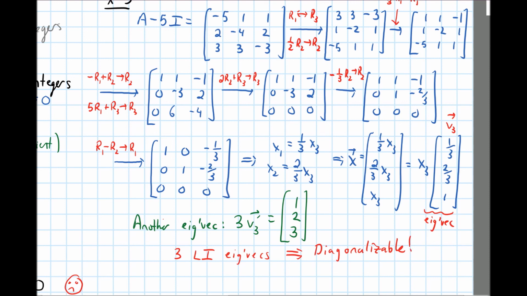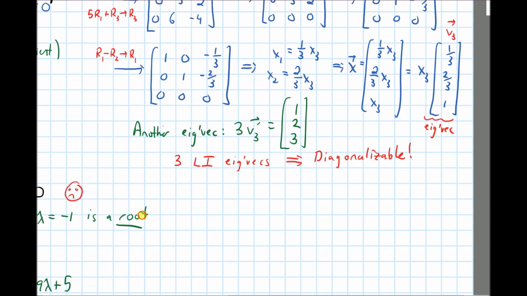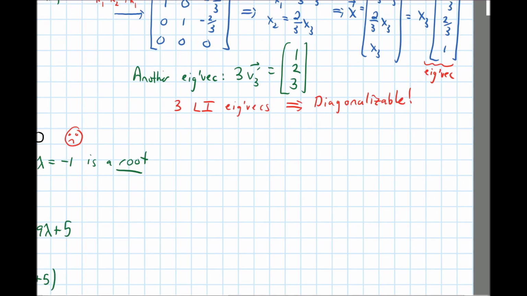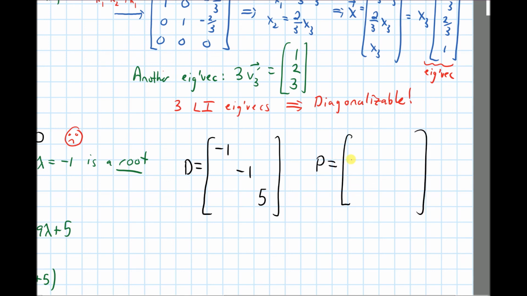Okay, so let's write down what D is and what P is. The matrix D has the eigenvalues as the diagonal entries. Negative 1 occurred twice, and then 5 occurred once in terms of their multiplicity. It doesn't matter which order I write these in, as long as when I write their corresponding eigenvectors in the matrix P, I make sure that they correspond. So let's put zeros everywhere else here.